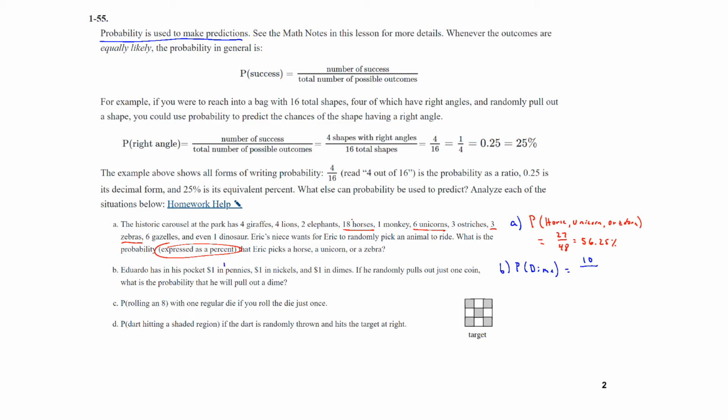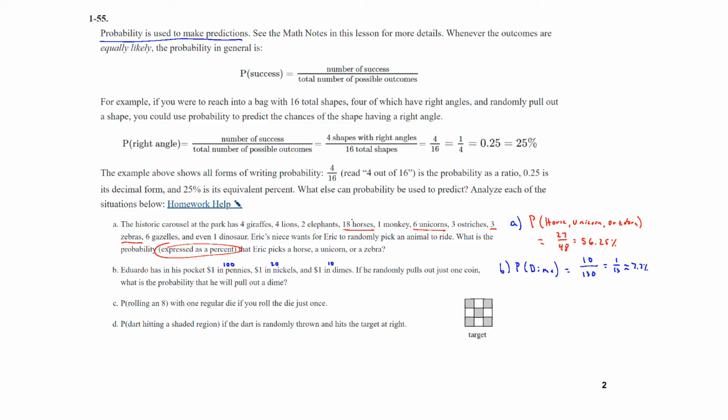So if we have $1 in pennies, that's 100 pennies. $1 in nickels would be 20 nickels, and $1 in dimes we already said was 10. So that would give us a total of 130. We could reduce that to 1/13. And if we wanted it as a decimal or percent, we could approximate it. It wouldn't be exact. We could approximate this to about 7.7%. So almost 8%.